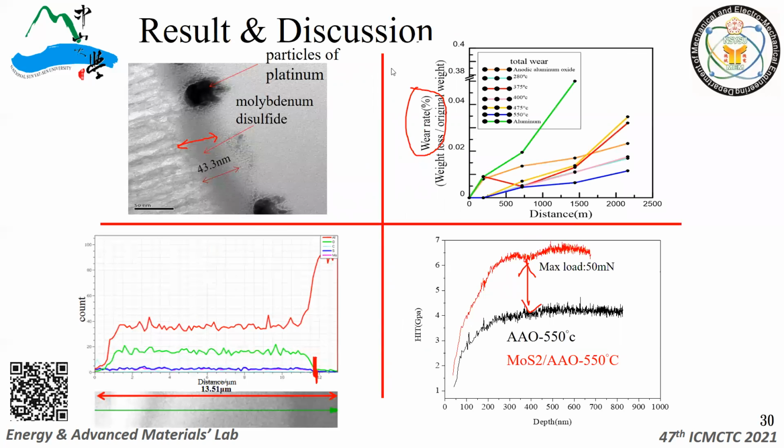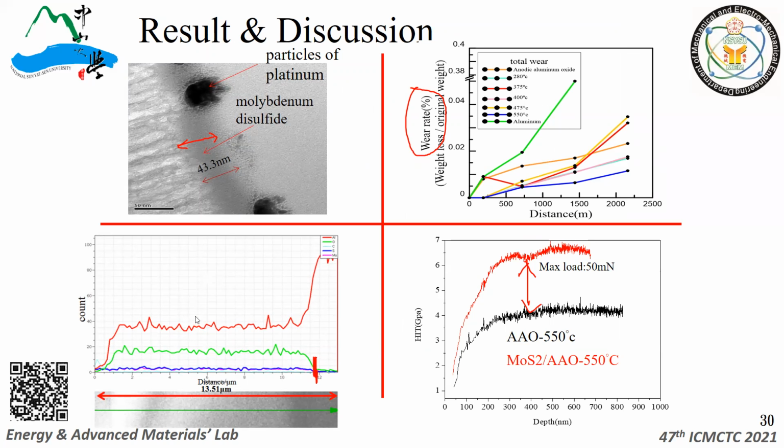So my conclusion is that we can use the simple hot injection method to fabricate MoS2 that can coat any porous metal with a very thin layer. And after coating, the weight loss or the wear rate is dramatically reduced compared with the pure aluminum alloy. The weight loss is a huge difference.